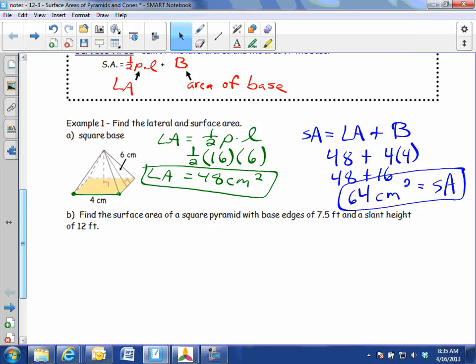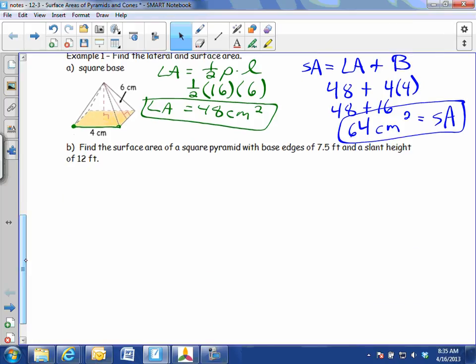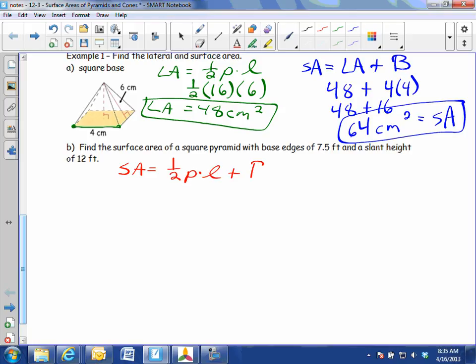Alright, part B says, find the surface area of a square pyramid with base edges of 7.5 feet and a slant height of 12. Well, they don't give us a picture to look at, but they tell us the information that we need. Okay, so they ask us to find surface area, not just lateral area. So our formula, we'll have here.